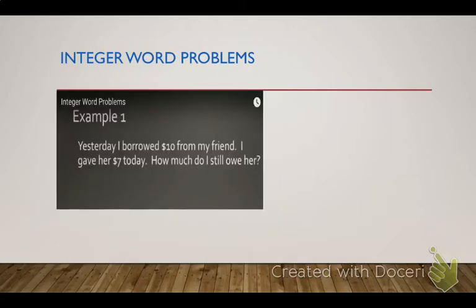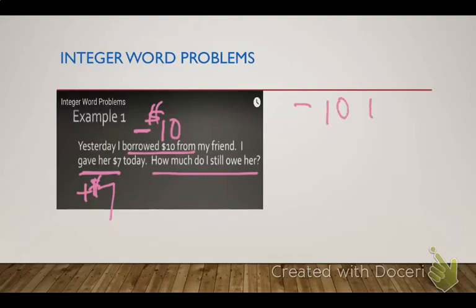All right, yesterday I borrowed $10 from my friend and I gave her $7 today. How much do I still owe her? I borrowed $10. Borrowed means negative 10 because I still owe her the money. And I gave her $7. Gave her is a positive, so that's positive $7. Okay, so I have a negative 10 added to 7.